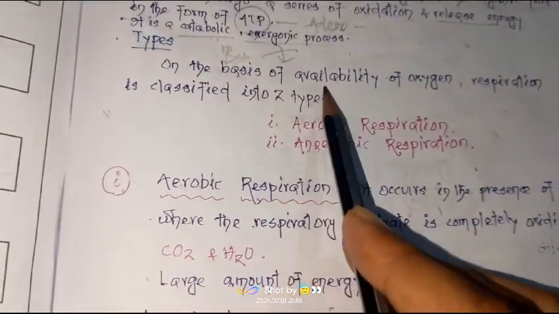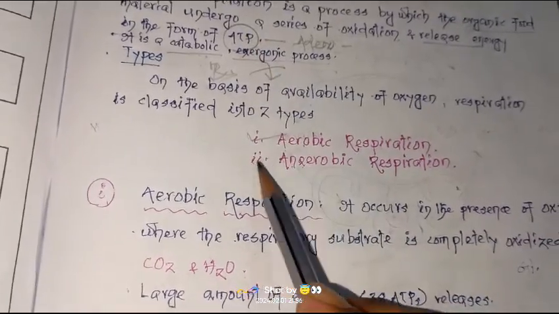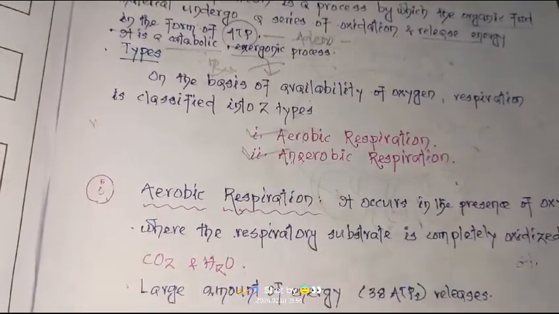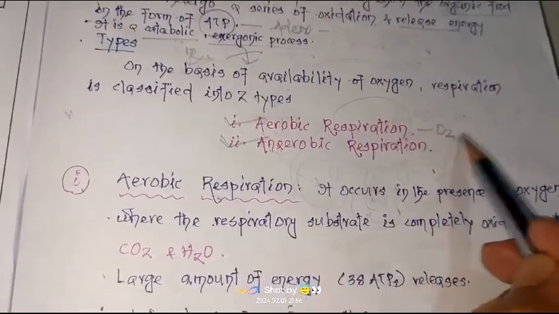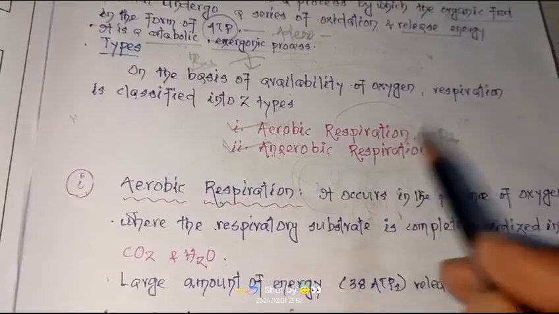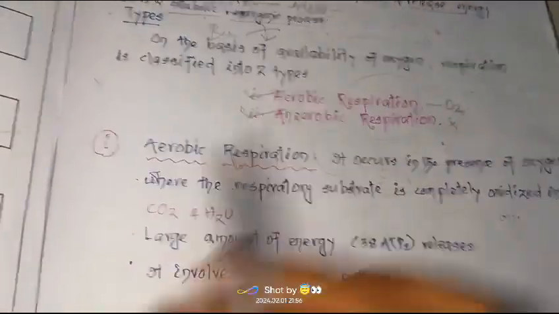On the basis of availability of oxygen, respiration is classified into two types. The first one is aerobic respiration and the second one is what? Anaerobic respiration. Aerobic respiration occurs in presence of oxygen and anaerobic respiration occurs in absence of oxygen, where no oxygen is utilized.